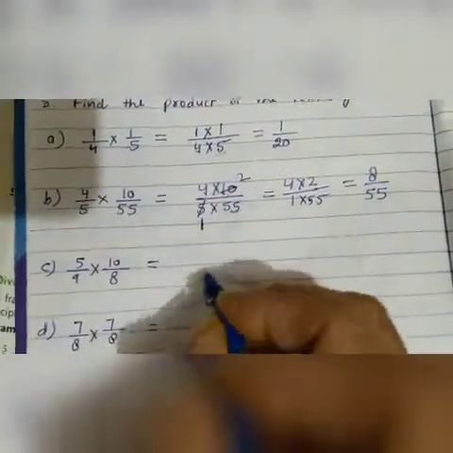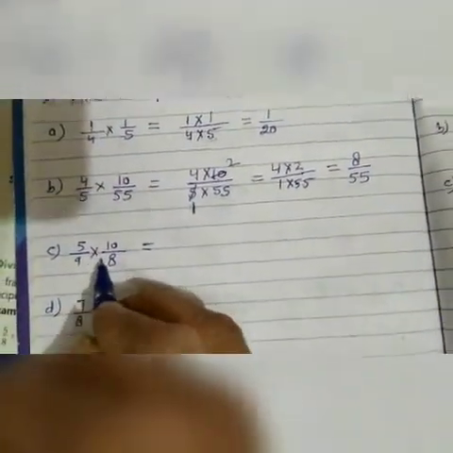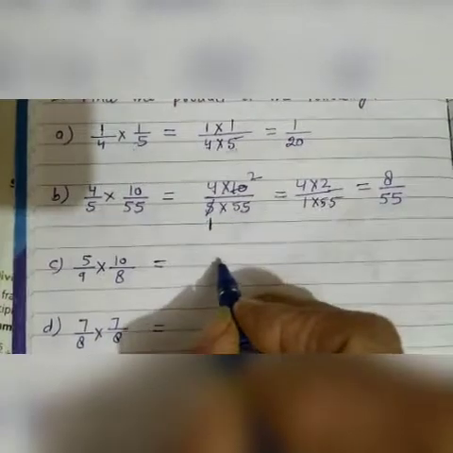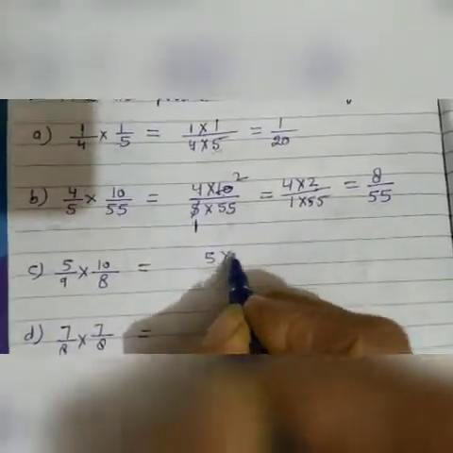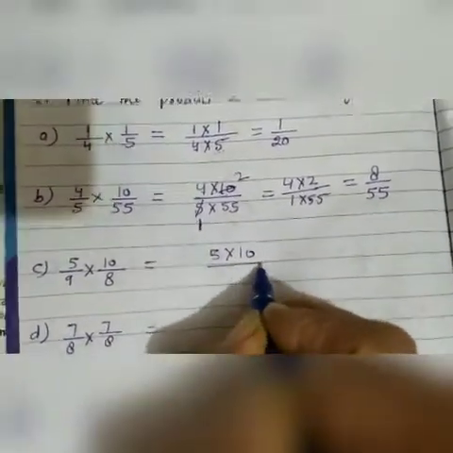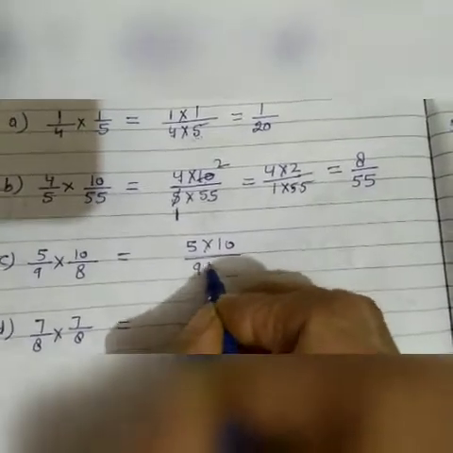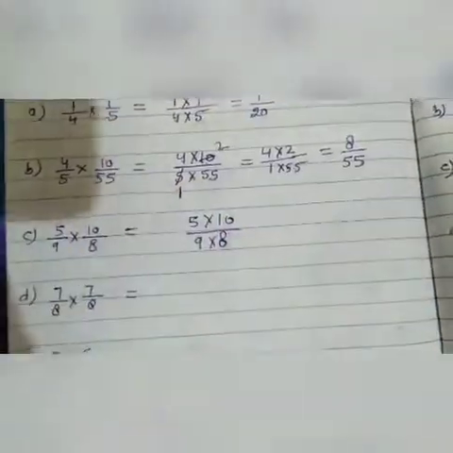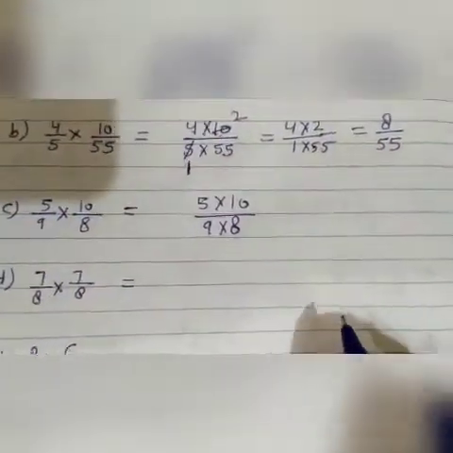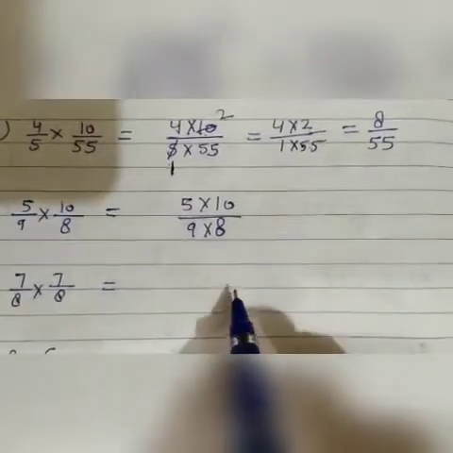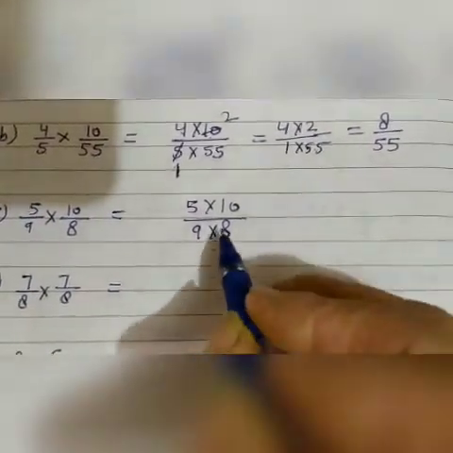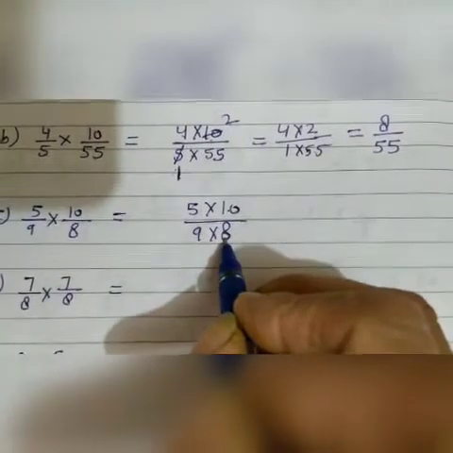Come to next part. It is 5 upon 9 multiplied by 10 upon 8. So we will write 5 multiply 10 upon 9 multiply 8. Again we are observing here that we can simplify this 10 and 8.